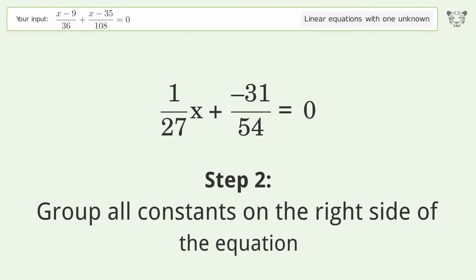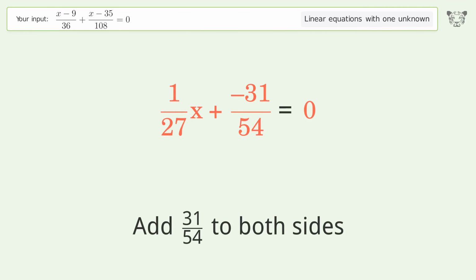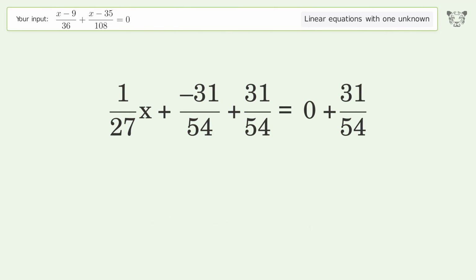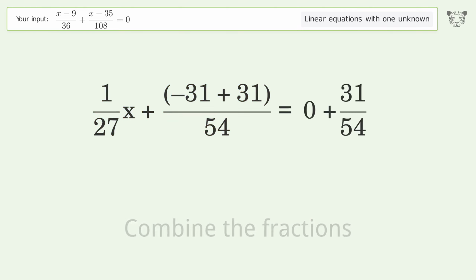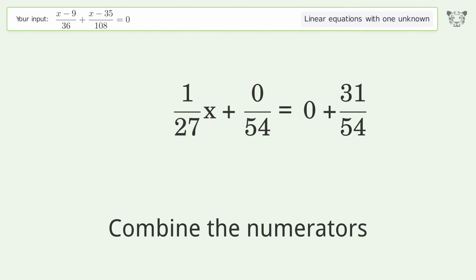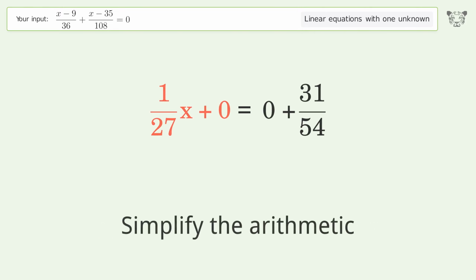Group all constants on the right side of the equation. Add 31/54 to both sides. Combine the fractions. Combine the numerators. Reduce the zero numerator. Simplify the arithmetic.